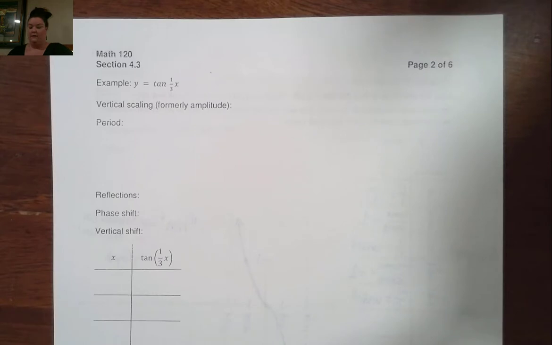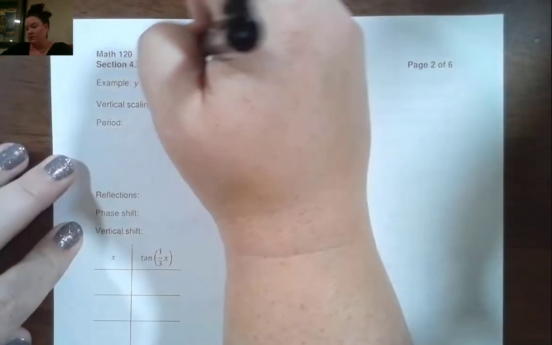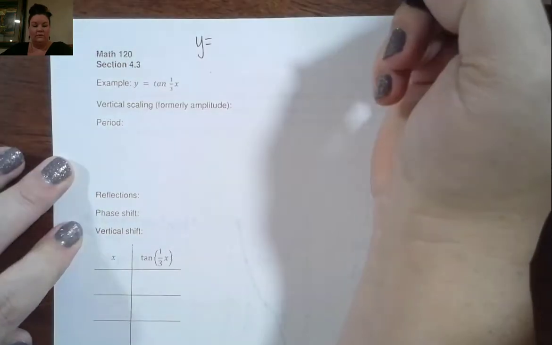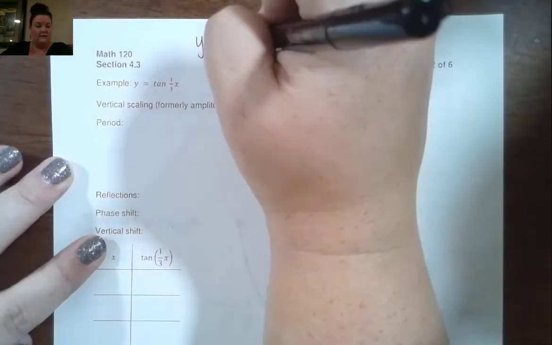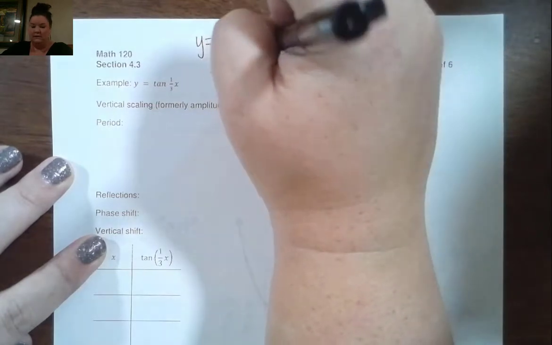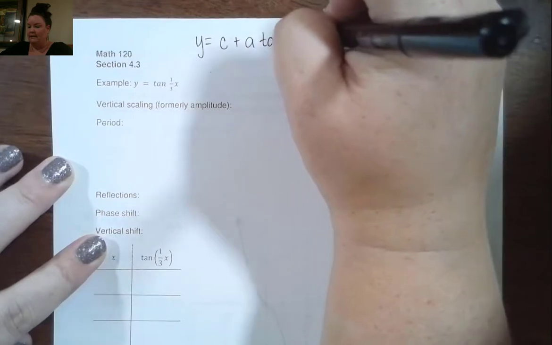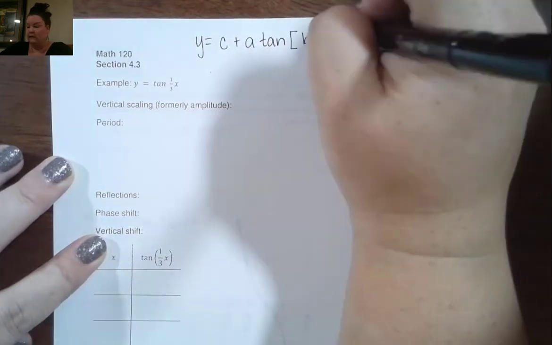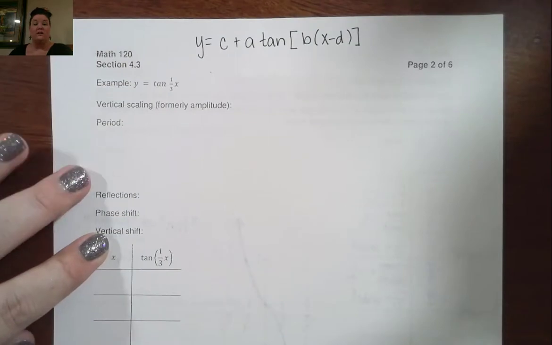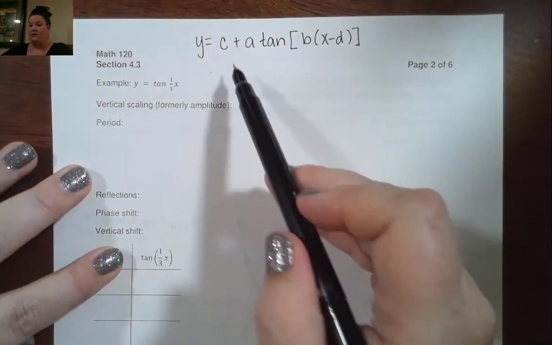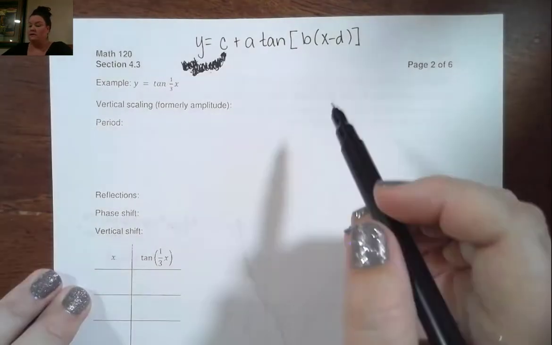Okay, so last time, and I'm going to write it as a tangent function, we have y is equal to c plus a tangent of b times x minus d. Okay, so this is what our equation looks like, and I just want to refresh you on what all the little letters stand for, right? So let's look at each of these.